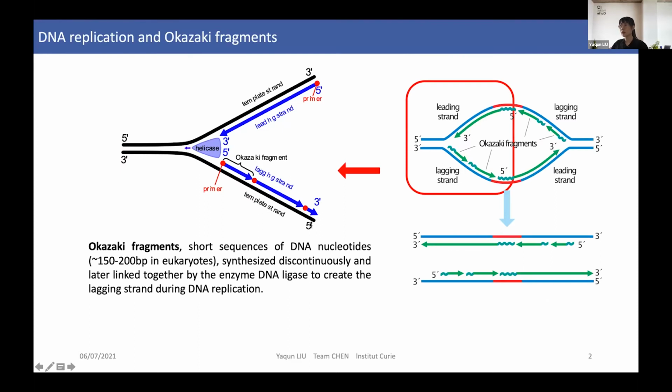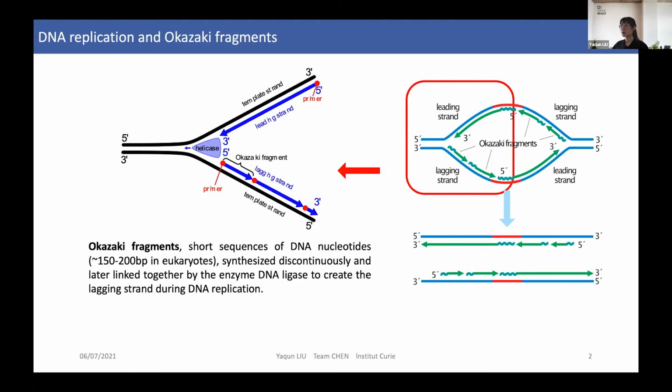I will start with some basic biological background about DNA replication and Okazaki fragments. The entire DNA replication process is considered semi-discontinuous. To zoom in on a replication fork, it contains a leading strand, which is replicated continuously, and a lagging strand, which produces the Okazaki fragments in a discontinuous way. Okazaki fragments are short sequences of DNA nucleotides, around 150 to 200 base pairs in eukaryotes, synthesized discontinuously and later linked together by the enzyme DNA ligase to create the lagging strand during DNA replication.